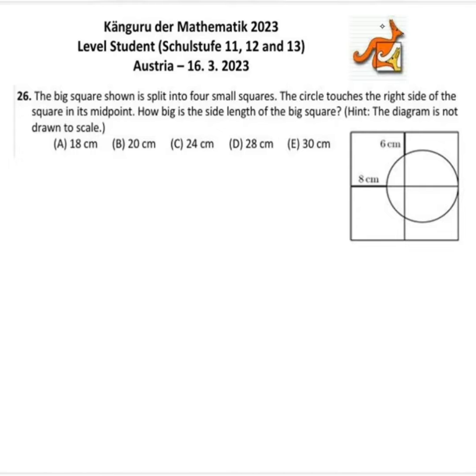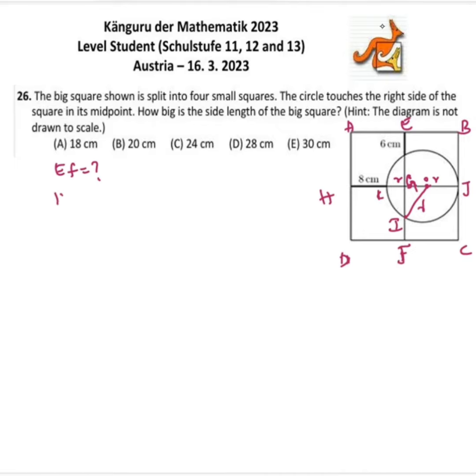Let me name the points A, B, C, D, E, F, G, H, I, J, K. If you take the center point of the circle, this will be the radius, this will be the radius, this will be the radius, and this will be the center O. Now from your diagram, you can see that you have to find EF. EF is the side length of the bigger square.